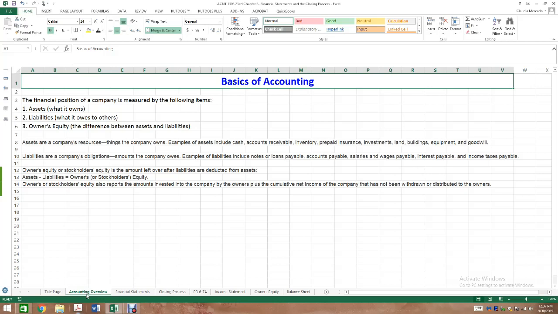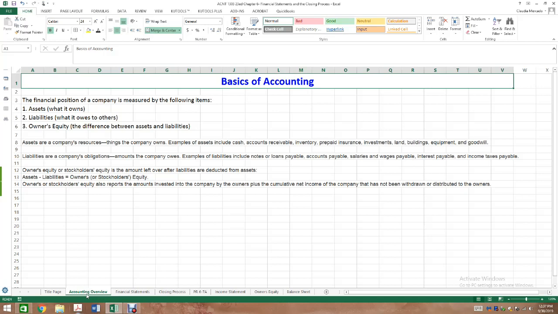So the financial position of a company is basically measured by the items which include the assets, which is anything that you own; liabilities, which is anything that you owe, any debt that you have; or owner's equity, which is basically the difference between your assets and your liabilities. Basically, assets are the company's resources. These are the things that the company purchases that they own.